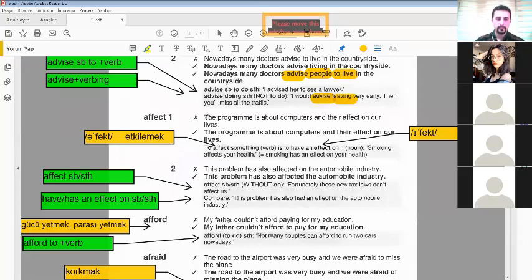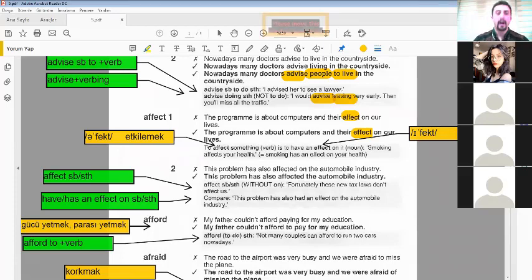The program is about computers and their effect on our life. Okay. So the first one is affect, as you see here, affect. Affect is wrong here. The true word is effect. Can you see the pronunciation here? Effect. It's etki.